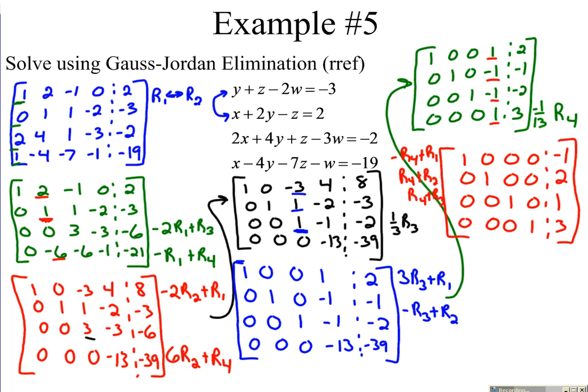Remember, each row represents an equation. X equals -1, Y equals 2, Z equals 1, W equals 3. So we have the ordered set: -1, 2, 1, and 3.